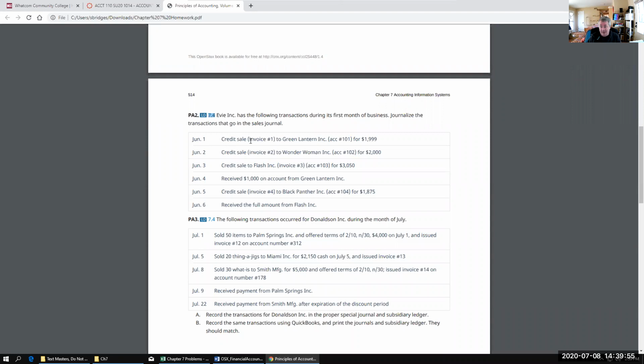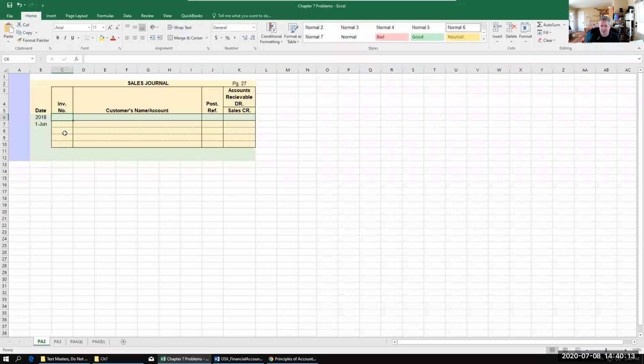So here we go. We have a credit sale, and I'm just going to do the first one, because after I do the first one, it should be pretty straightforward. The first one here is a credit sale to Green Lantern. Looks like we're using all comic book stuff. Credit sale invoice number 1 to Green Lantern Incorporated, account number 111, for $1,999. This one is very straightforward. So over here to our invoice number, we put it at 111. Customer's name, account, that's Green Lantern.